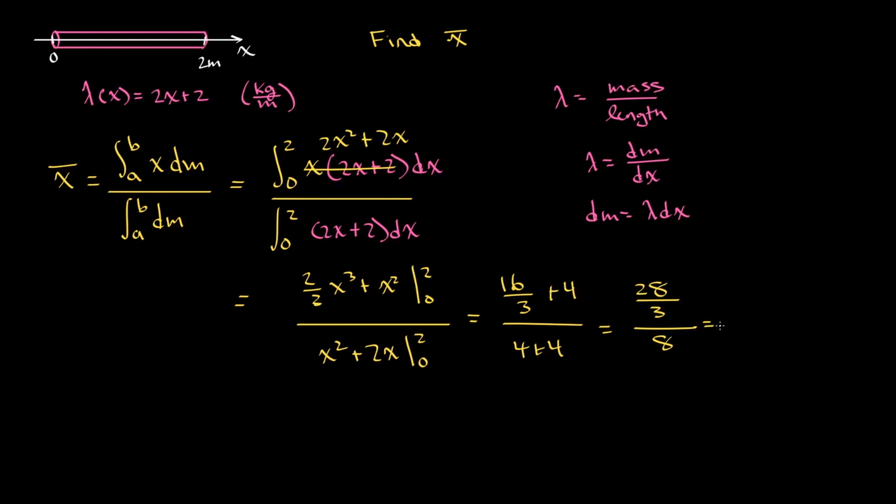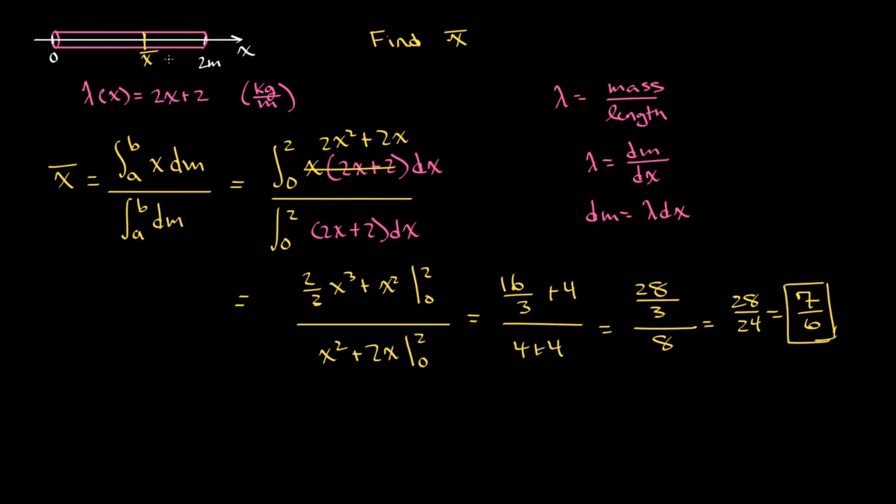So what do we get? We get 28/24, and then simplifying, it looks like we can divide by 4. So we have 7/6. That's the x-coordinate of our center of mass. And let's just see what that looks like. That's a little more than 1, so that's going to be somewhere right in here. Okay, so that's our center of mass.